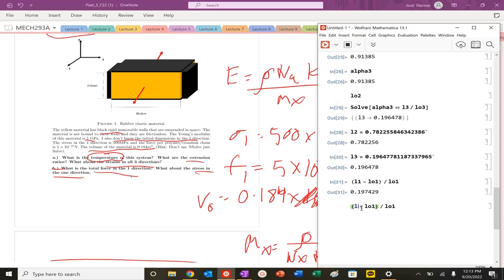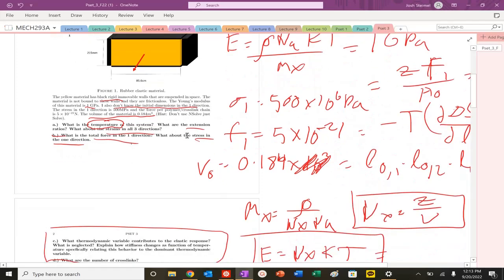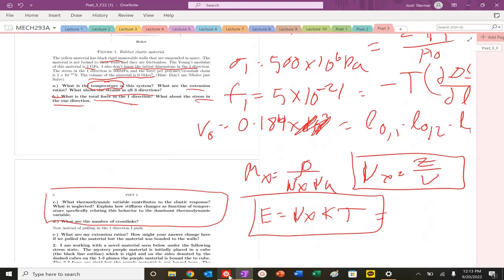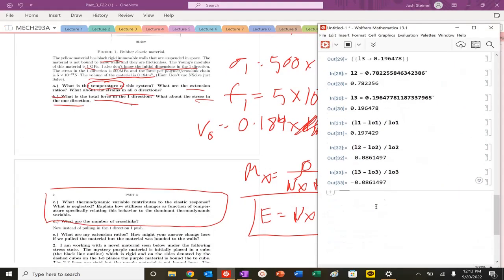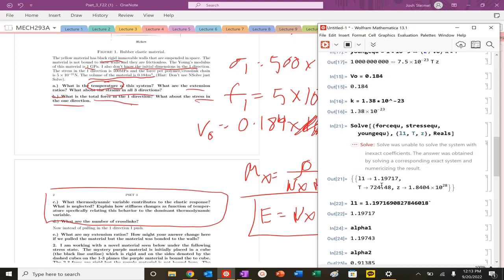So we could do the strain in one direction. You could do the strain in all the other directions as well, just to make sure that makes sense. So we got that, divided by L2. L3 should be the same because we have the same extension ratio, but let's just double check it to make sure that we're okay. Fantastic, because when I pull, it should contract there. And now we can get to our other nittier-grittier questions.